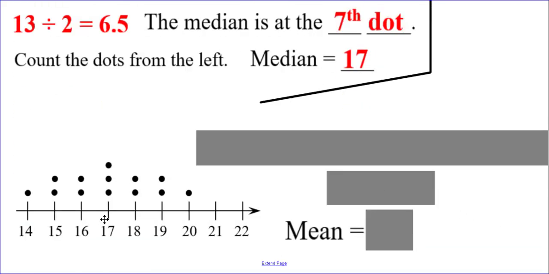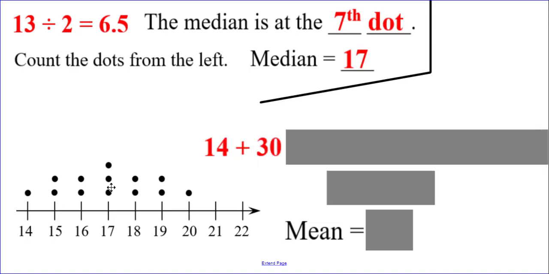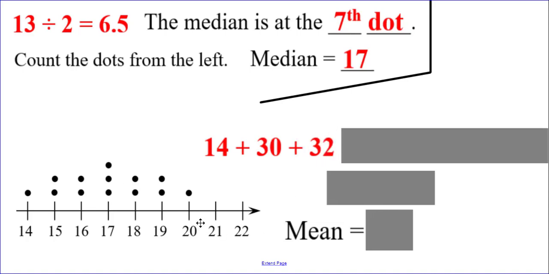The mean, this is going to be a little bit trickier. We know there's 1 14, but we know there's 2 15s, so 2 times 15 is 30. We know there's 2 16s, so 16 times 2 is 32. You don't believe me, you can use your calculator to help keep up here. There's 3 dots at 17.